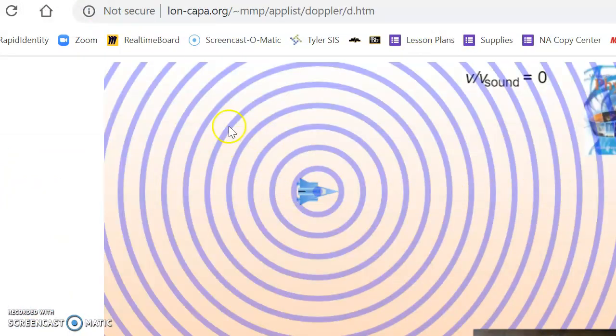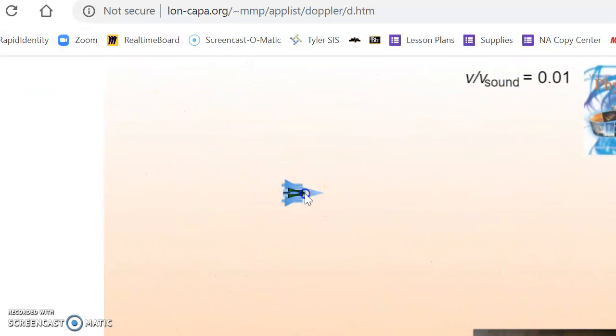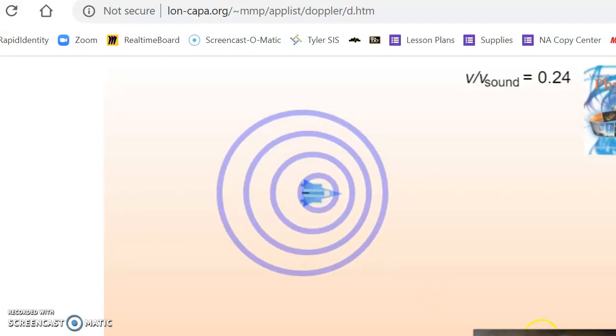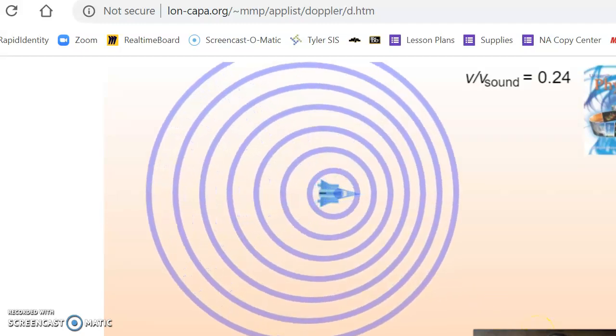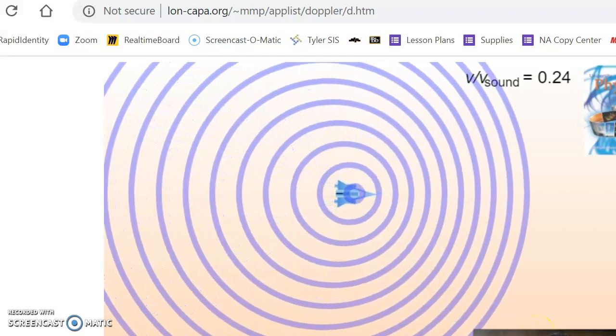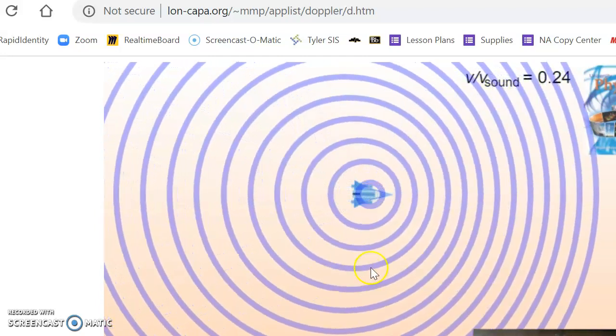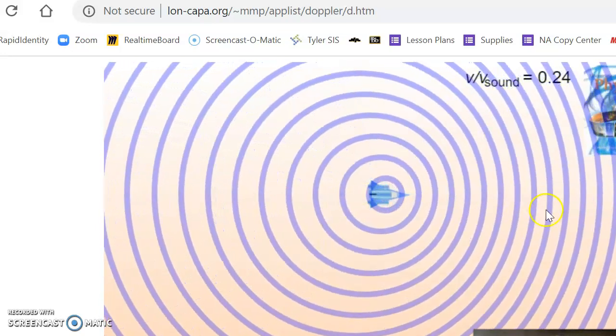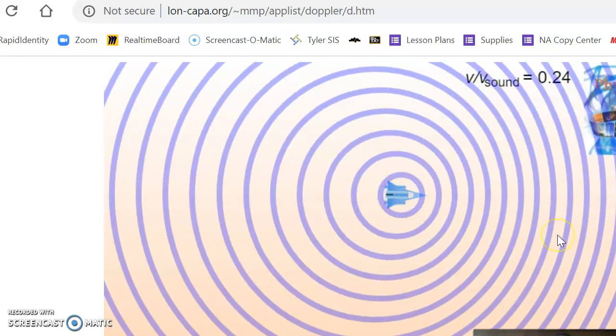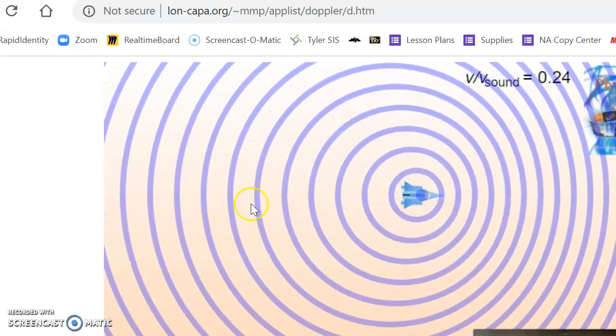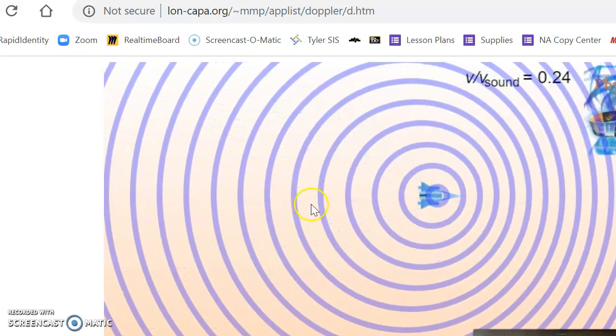Well, check this out. What if I took the source and instead of just letting it sit there, I let it move? And so say I did this. So now the source is producing waves at the same 1.6 hertz that it did before, but it's moving at the same time. And you can see that the wavelength in the front is shorter than you had last time, and the wavelength in the back is longer than you had last time.